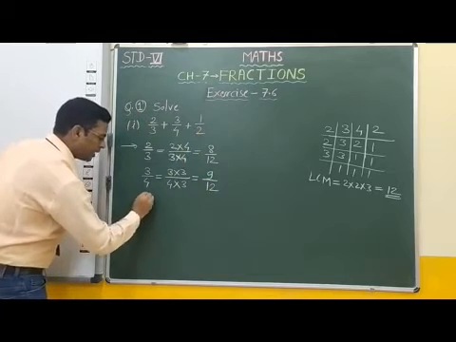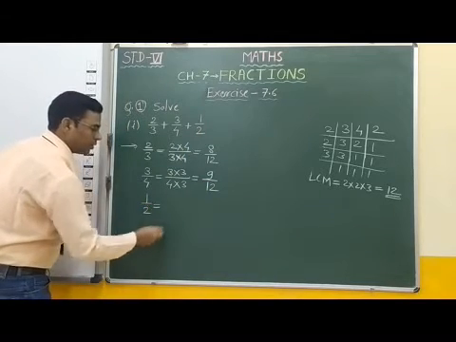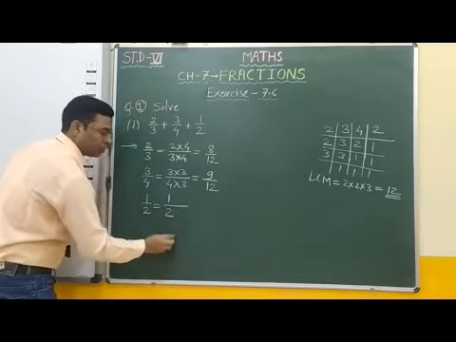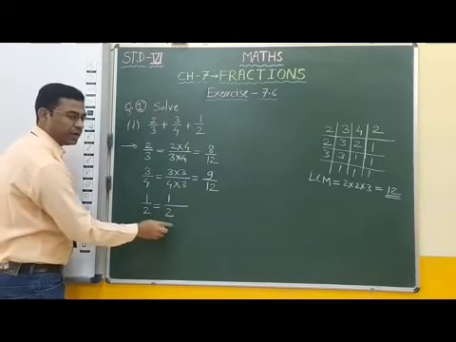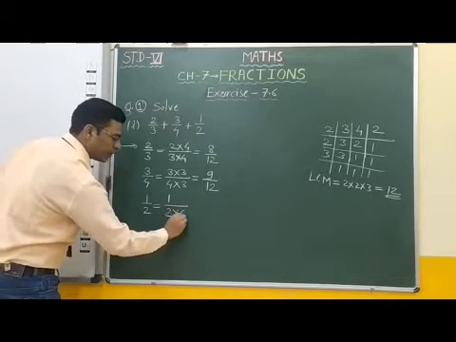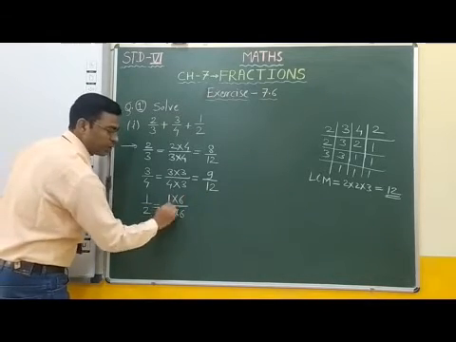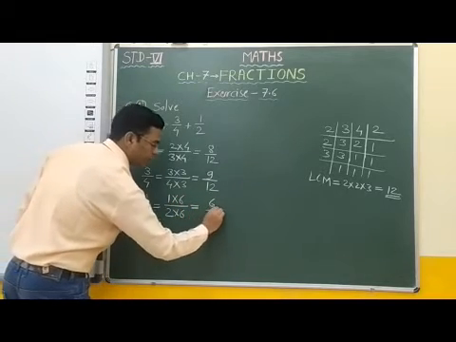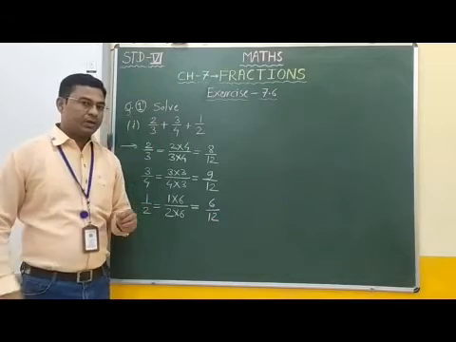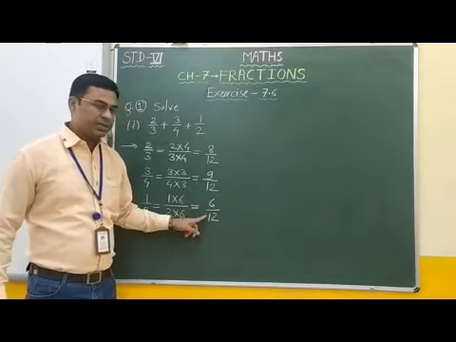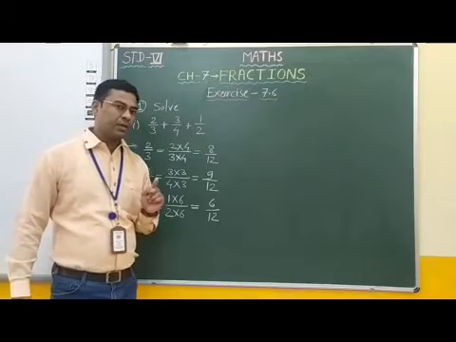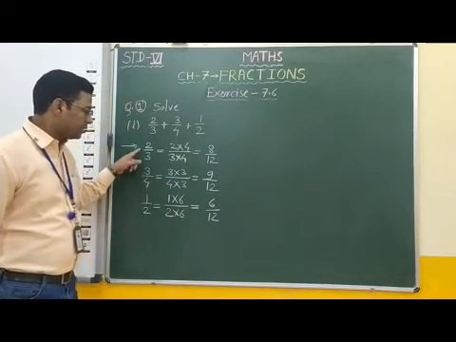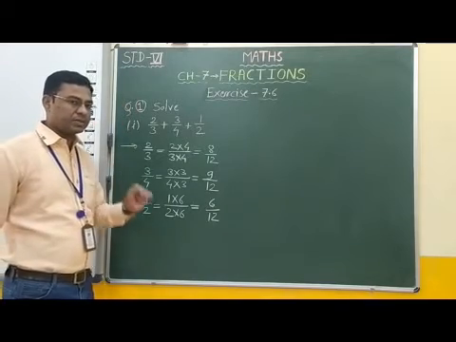Now next fraction is 1 by 2. Now here numerator is 1, denominator is 2 and we have to convert this denominator into 12. Therefore here we have to multiply by 6. Therefore in numerator also we have to multiply by 6. 1 6 is 6 and 2 6s are 12. Students, you observe here these three fractions are like fractions. If we add these three like fractions, means we add these three unlike fractions.